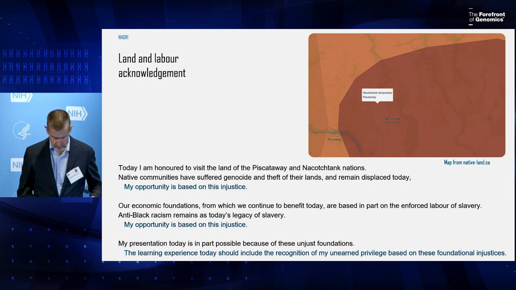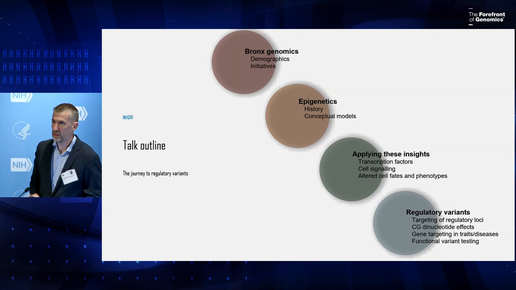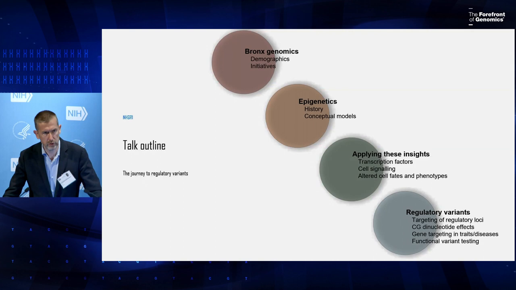So I'm going to bring four components to this talk. The first part I've never talked about before in public, which is what we're doing with genomics in the Bronx. The Bronx, I'm going to argue, is possibly one of the most fertile places that we could be doing genomics research and medicine in the United States. So we'll see. We have a lot of initiatives, wanted to describe those.